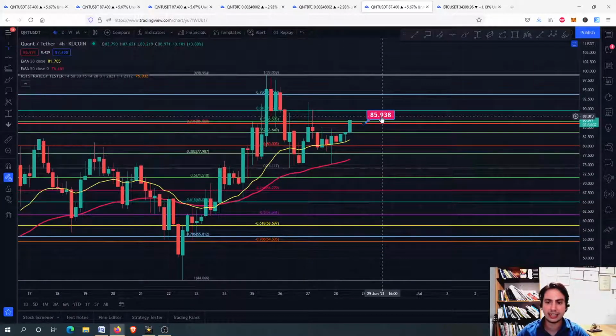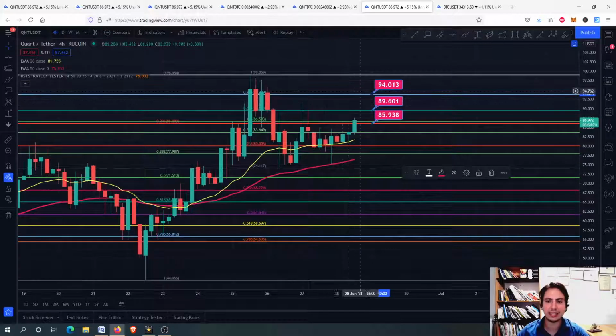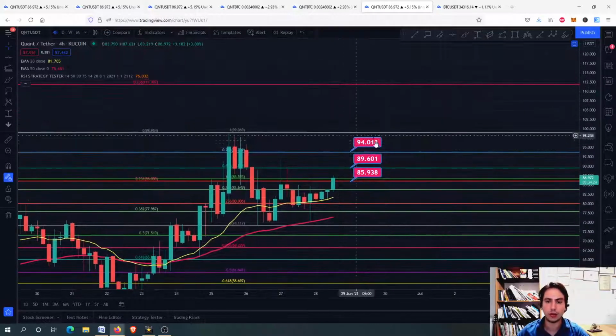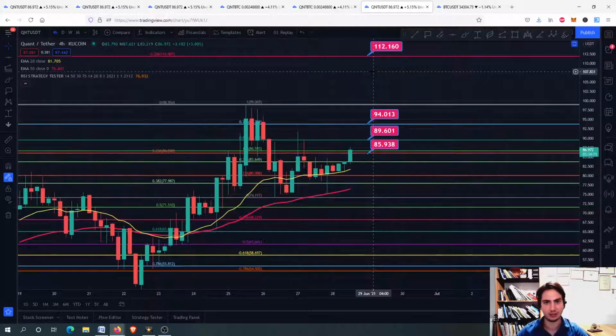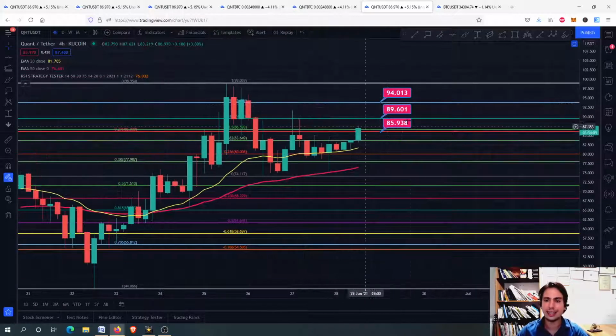We have the 86 USDT and the 89 as our major resistance levels, and one more at 94. Breaking these, guys, will mean that we can go approximately to 112. This is our next price target, right? 112 for me. Around 110, 115, around there is our next price target for QNT.